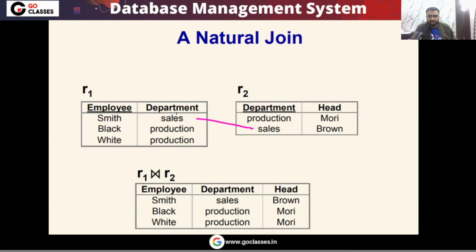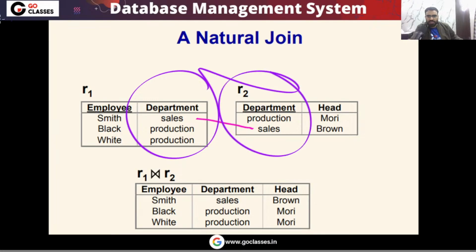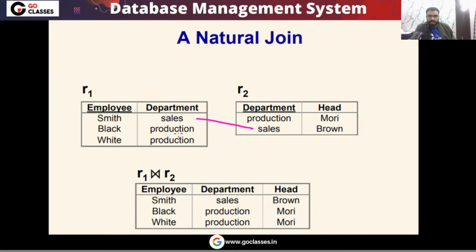So you can see this first row will combine with this row because they are equal in the department attribute, which is the common attribute of these two tables. Next, this tuple will combine with the first tuple, because here we have department production, here also department production. So this second tuple will combine with the first tuple, because they are equal in the common attribute. Next, this third tuple of R1 will combine with the first tuple of R2. So this is how they will combine.